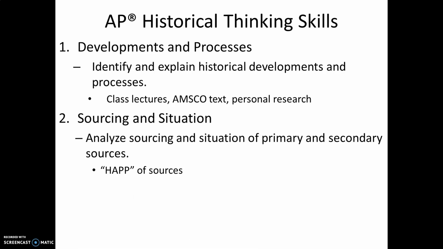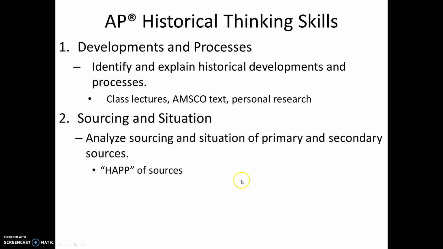Skill 2, sourcing and situation. Analyze sourcing and situation of primary and secondary sources. Here's where HAP comes into play. And there's an entire separate video about sourcing a document using the process of HAP. Historical context, audience, purpose, point of view. This acronym is what we use to help us address that particular skill. It's a tool that we use to analyze the past.